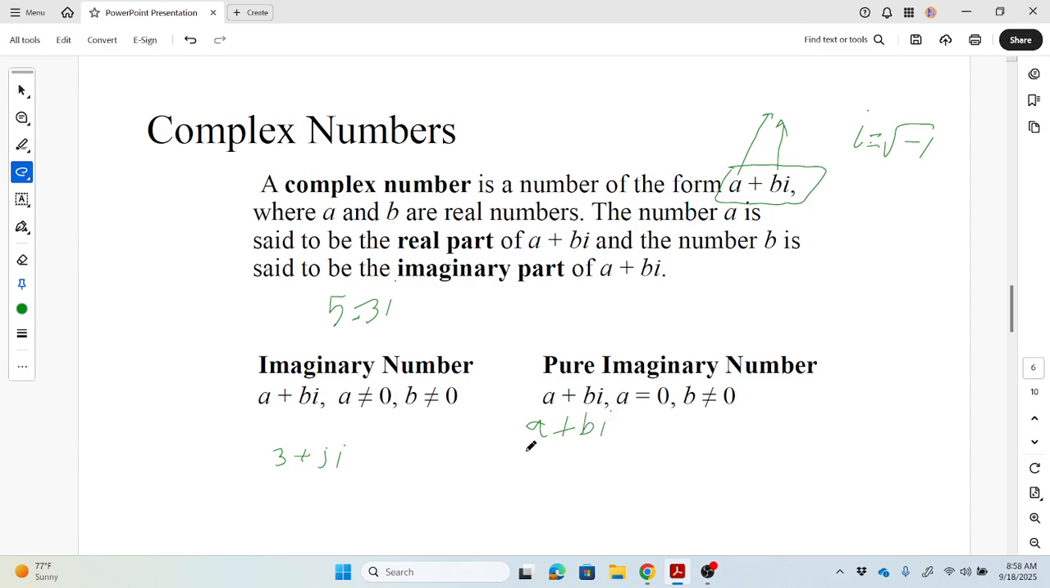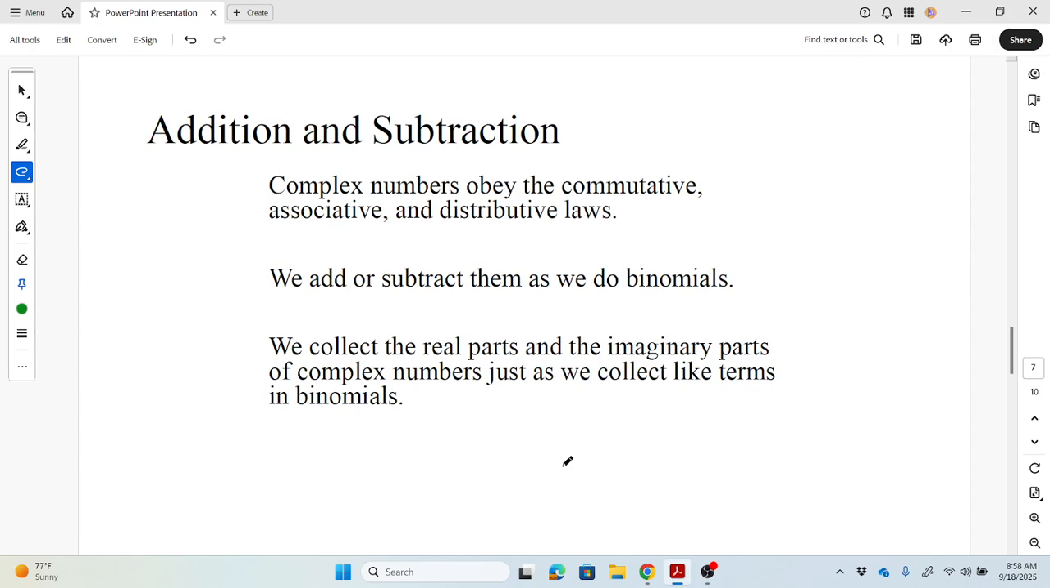The first part without i is called the real part, and the second part with the i is called the imaginary part. If you have two complex numbers, you can add and subtract them. You just have to add the real parts separately and then the imaginary parts separately.